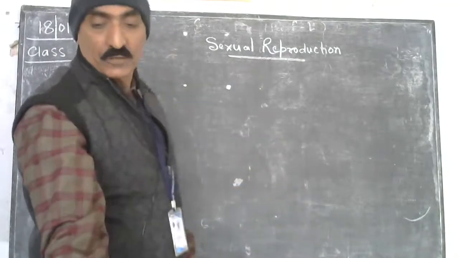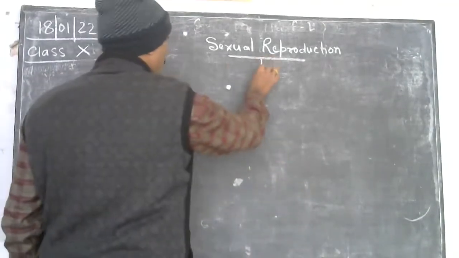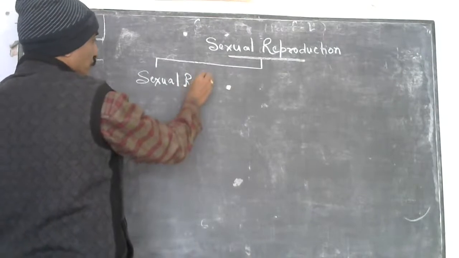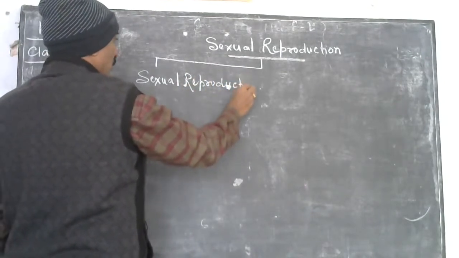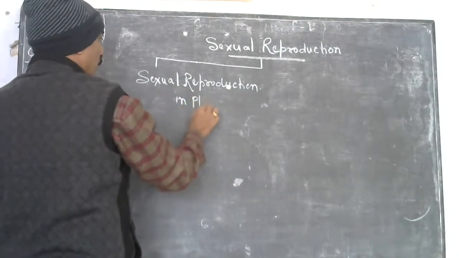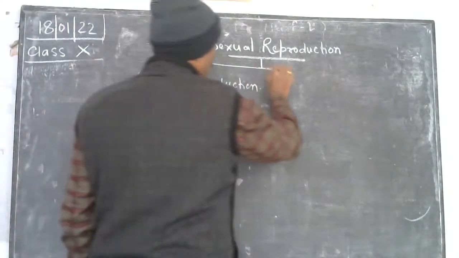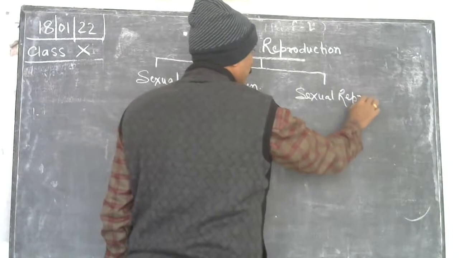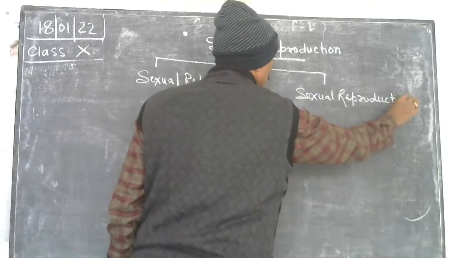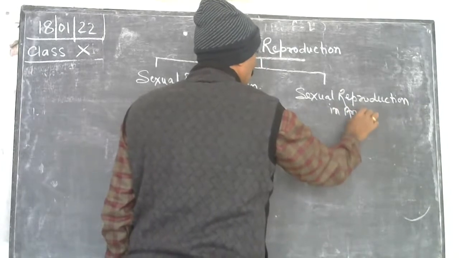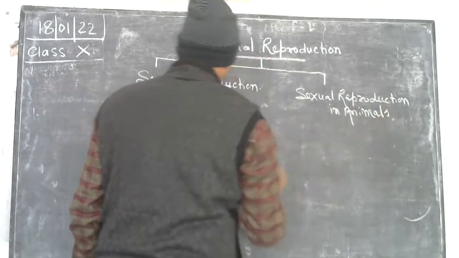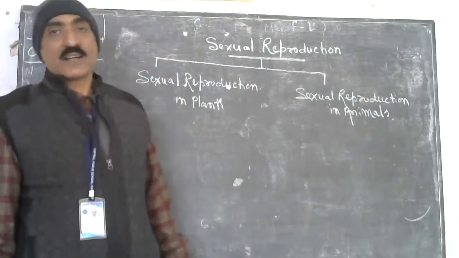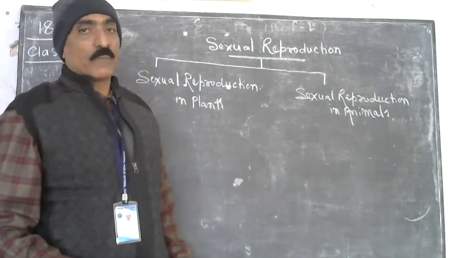First we will study sexual reproduction in plants, and then we will discuss sexual reproduction in animals. ओके, तो हम लोग दो भाग में इसको पढ़ेंगे। First sexual reproduction in plants, and then we will discuss sexual reproduction in animals.